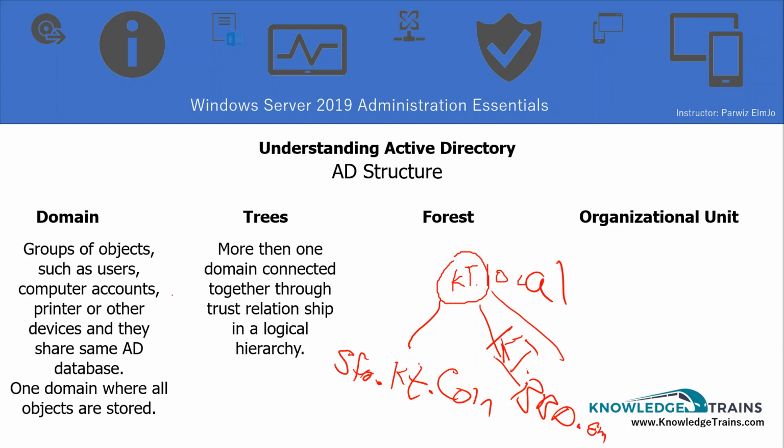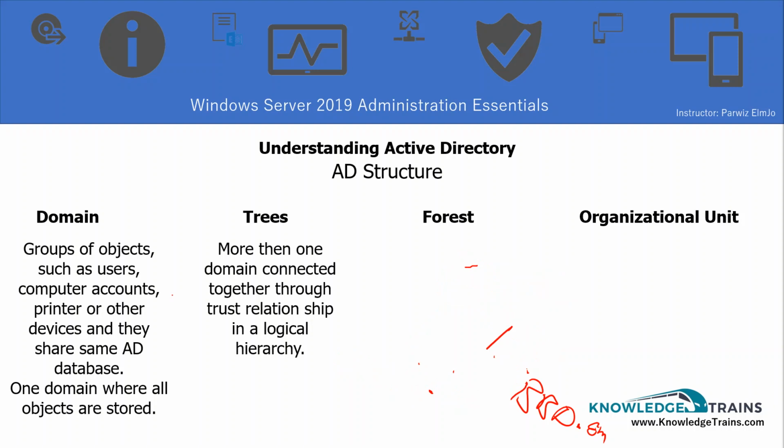So we are basically having different domains trusting each other to share resources, and they're connected like a tree. There's one domain at the top, kt.local, and then you have east.kt.local, west.kt.local, and so on.